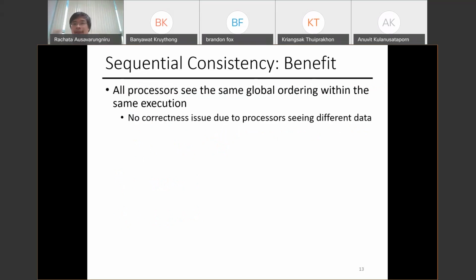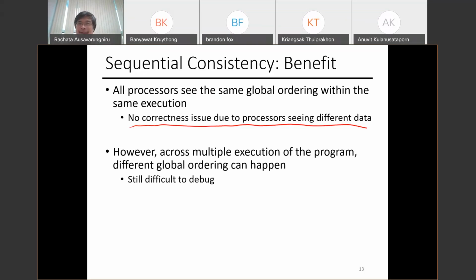Well, all processes see the same global ordering, right? There's no correctness issue due to the process seeing different data. What does that mean? It means that whatever each process sees, it should be the same sequence, and that's all. It does not mean your program is bug free.